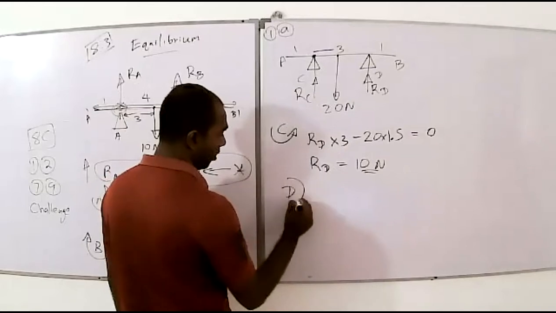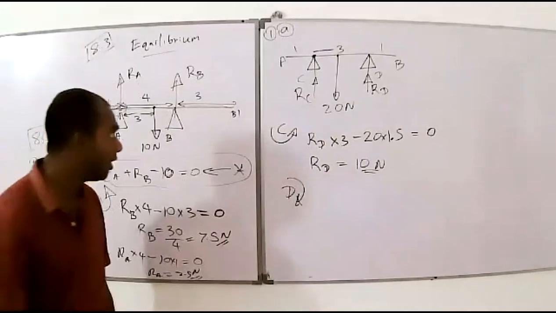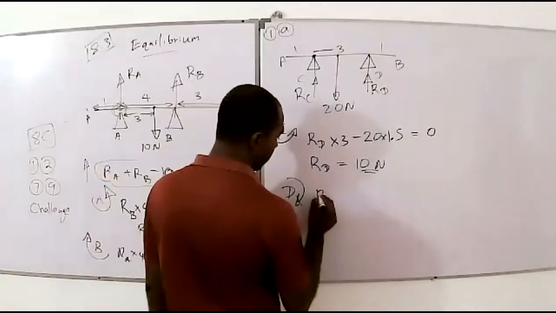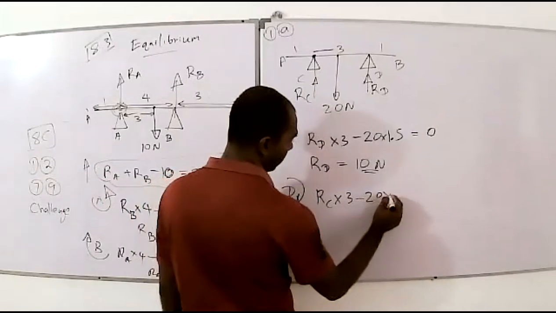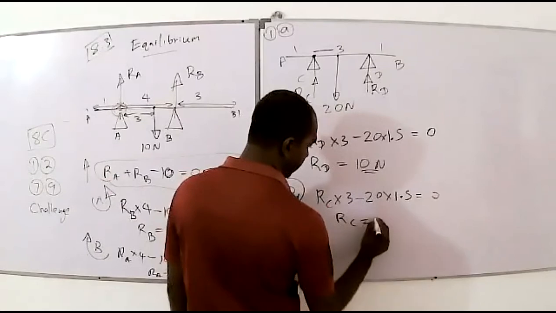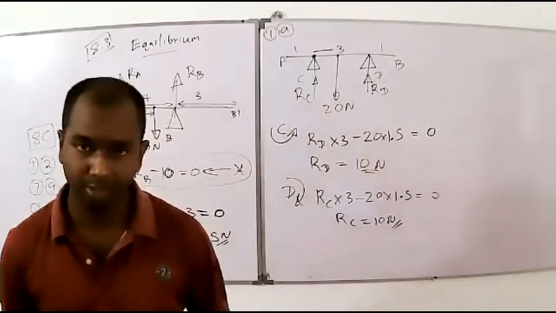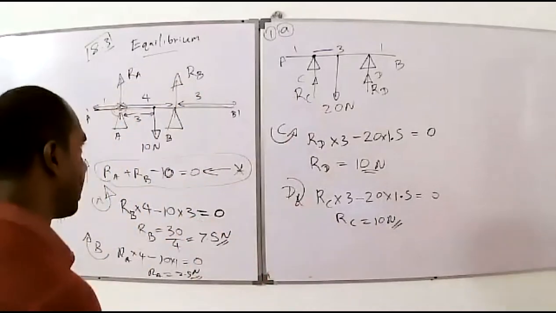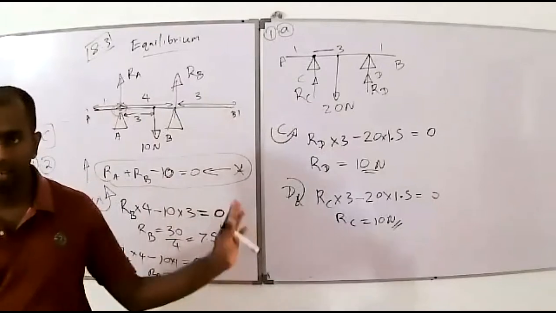I'm going to take clockwise moments around D. What do I get? RC times 3 minus 20 times 1.5 is equal to 0. Again, you will find RC equals 10 newtons. Now, this is a symmetrical situation also, so RC and RD both are the same. So, clear?